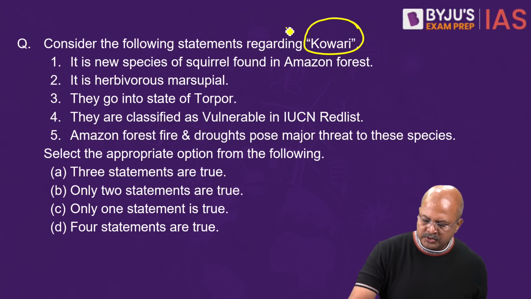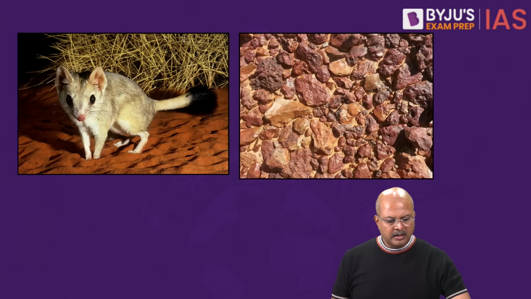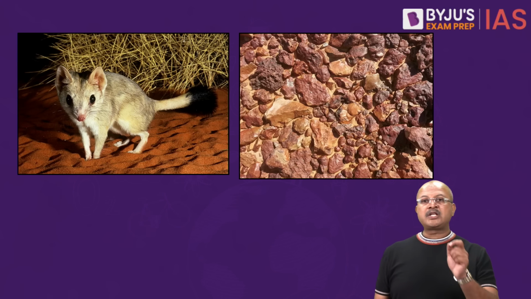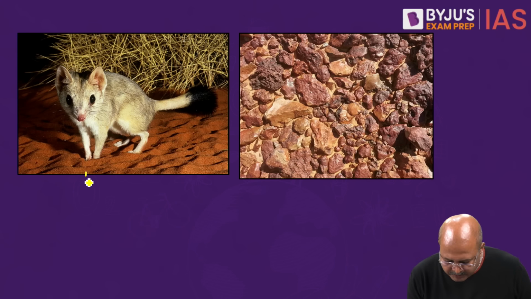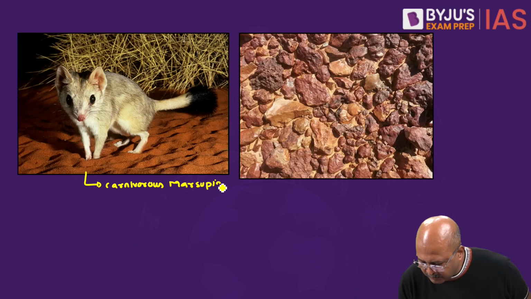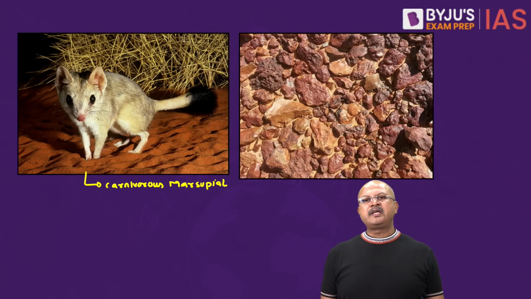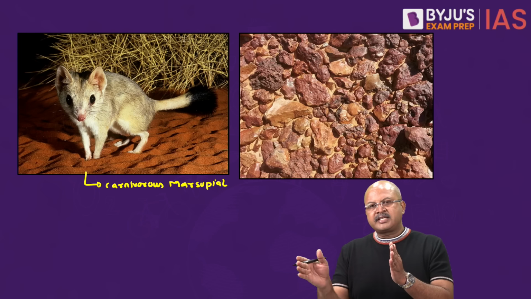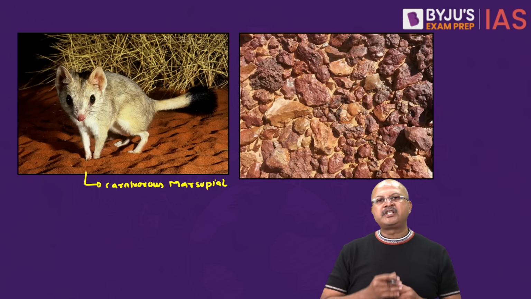Now this is with reference to the Kowari. This Kowari is a marsupial, a carnivorous marsupial. The moment we say marsupial, it has to be seen on the other side of an imaginary line which has been drawn. Sometimes they may ask a question on that.